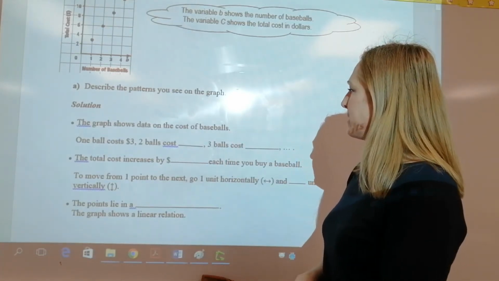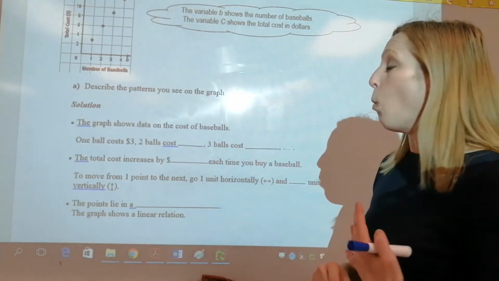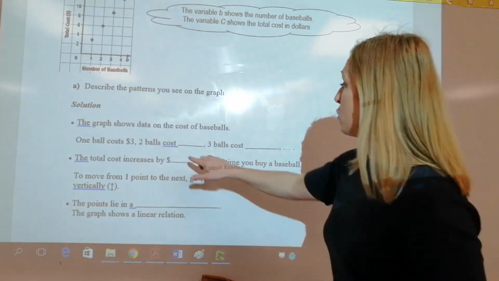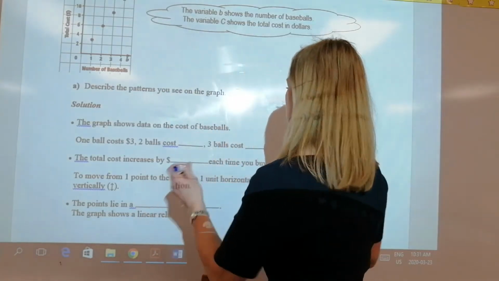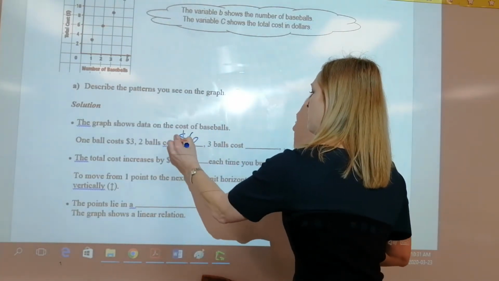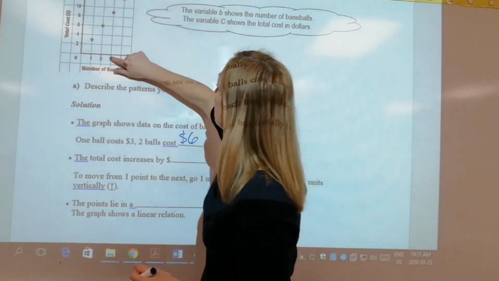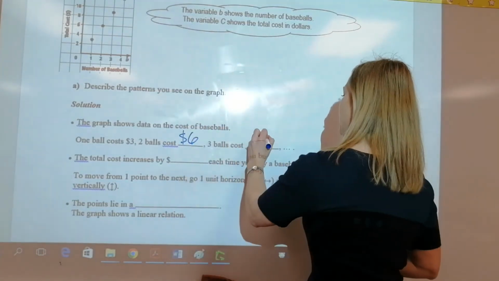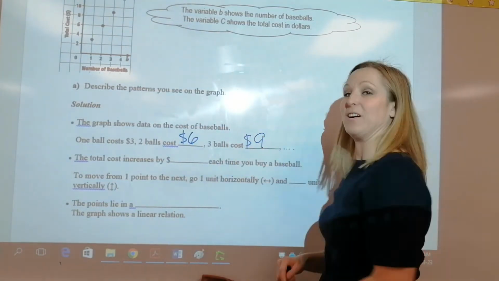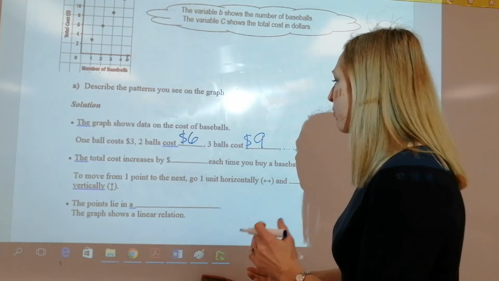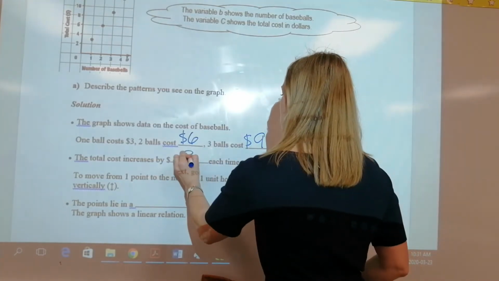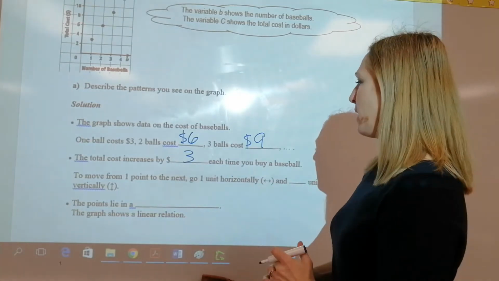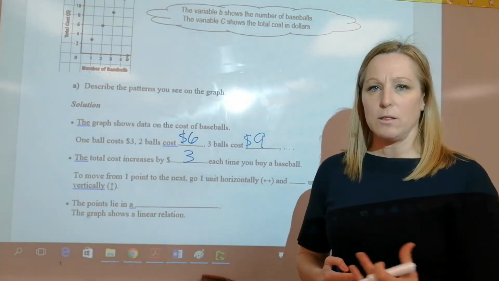All right, so the graph shows data on the cost of baseballs. 1 ball costs $3. 2 balls cost $6. 3 balls cost $9. Are we starting to see a pattern? So the total cost increases by $3 each time you buy a baseball.